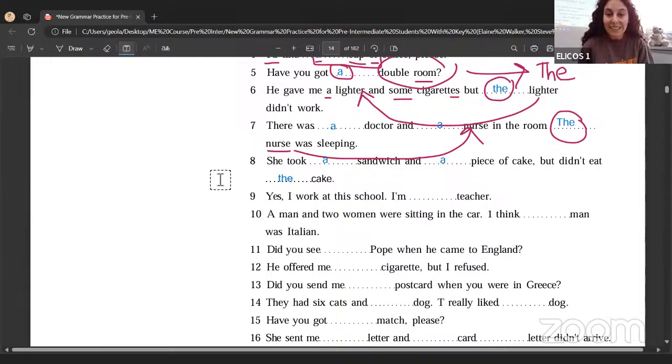Yeah, she took a sandwich and a piece of cake, but didn't eat the cake. Same rule as before, the cake, because it's the second time we say it. Nine? Yes. Yeah, it's the first time I'm talking about it, especially when we talk about jobs. We always use the indefinite article, a. So I'm a teacher. I'm a lawyer. I'm a doctor.